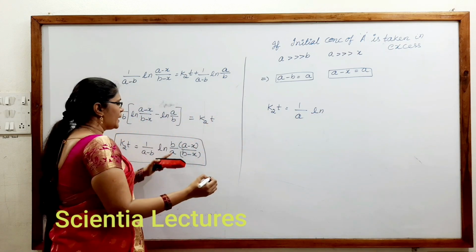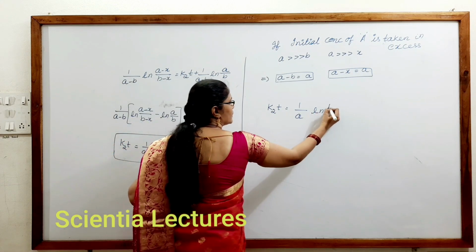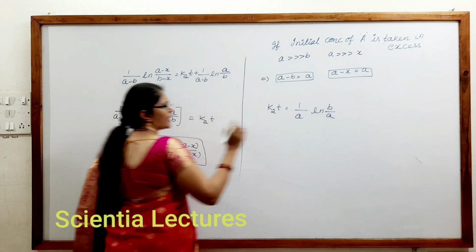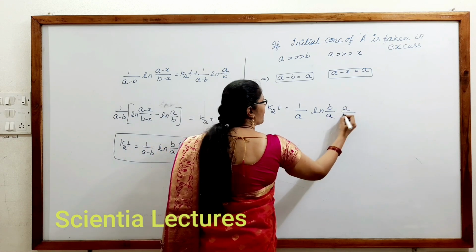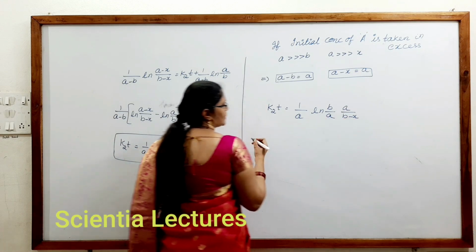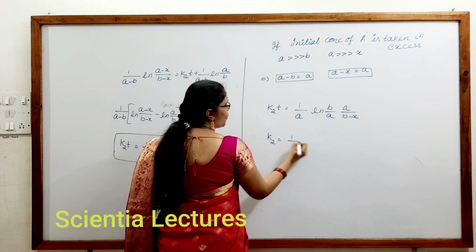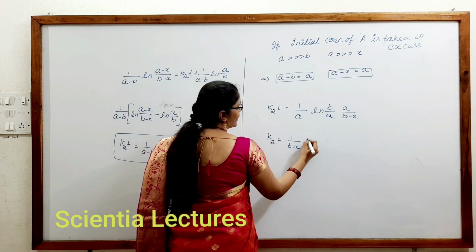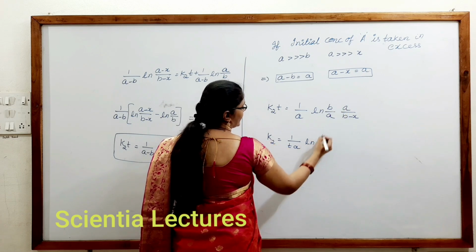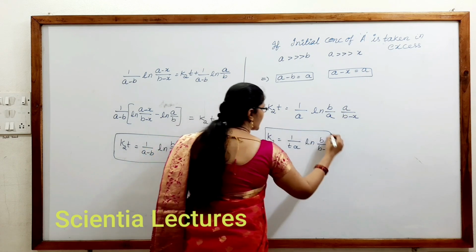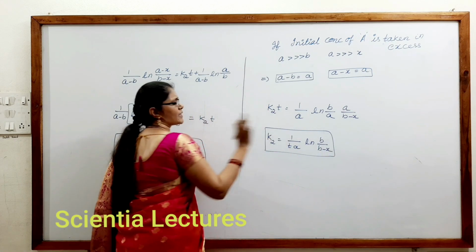Ln B by A. This doesn't vary. A minus X becomes once again A by B minus X. So this A gets cancelled. K2 is equal to 1 by TA, Ln B by B minus X. Is it not same as a first order reaction except this A?